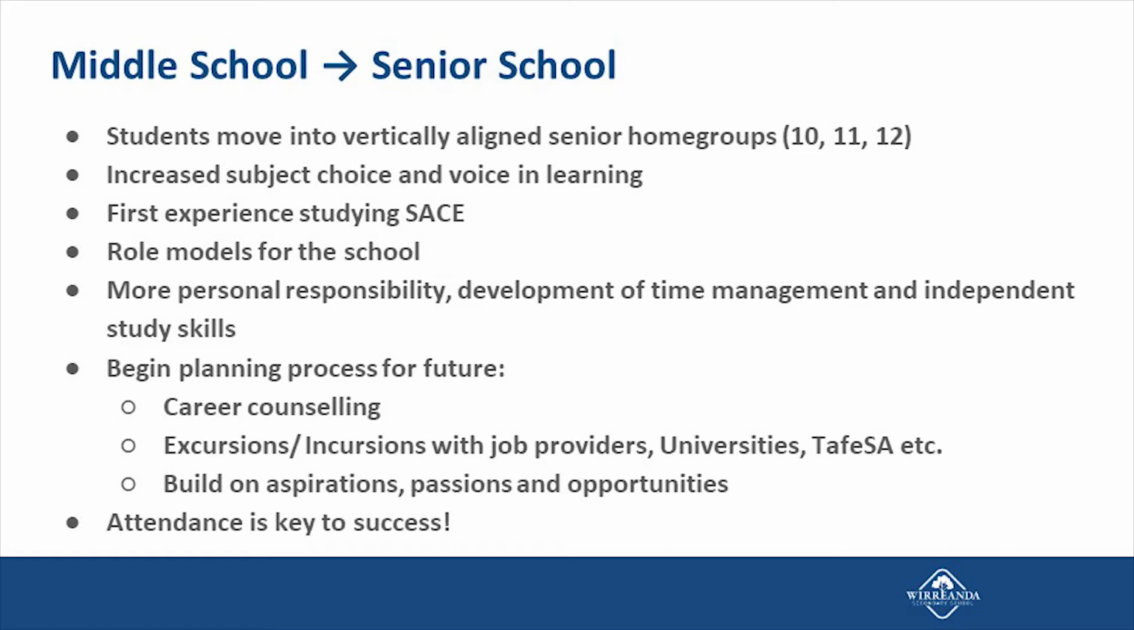And the most important thing is to begin planning for your future. So we want you to start thinking about career pathways. We want you to start thinking about those options that are available to you. And so that all starts from a year 10 level and beyond. So we start doing things like career counselling. We start doing things like excursions and incursions and going to universities and getting providers in, such as Flinders Uni people here, and getting you that experience that really helps you make those informed choices going forward. And we want to build on aspirations and passions that you currently have and provide you with more opportunities to make really informed choices.